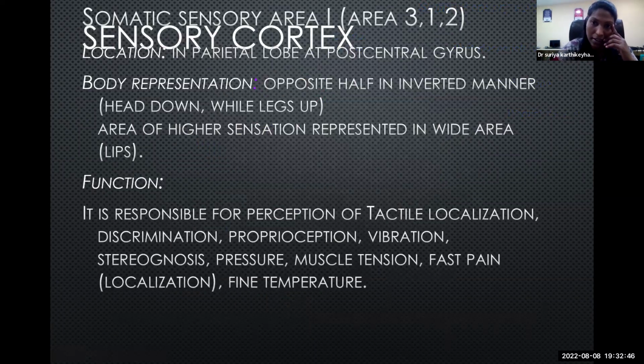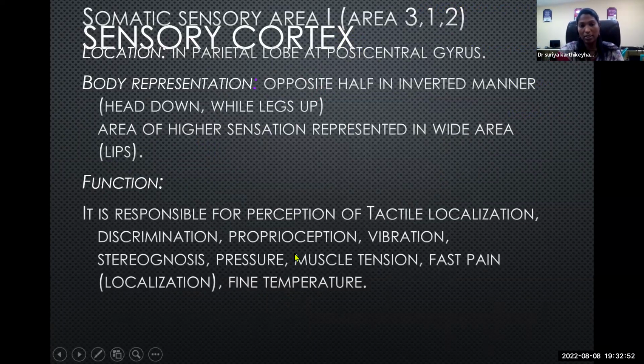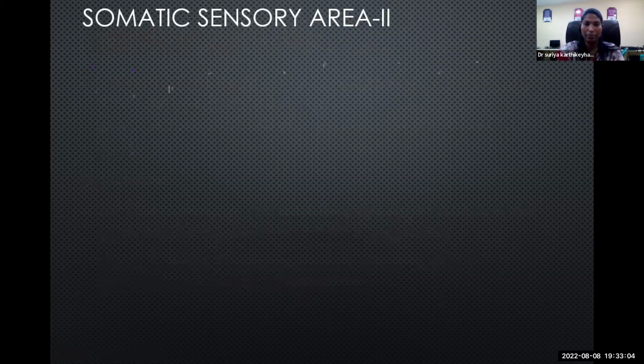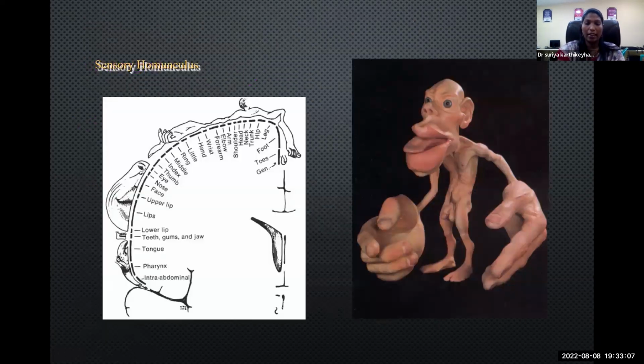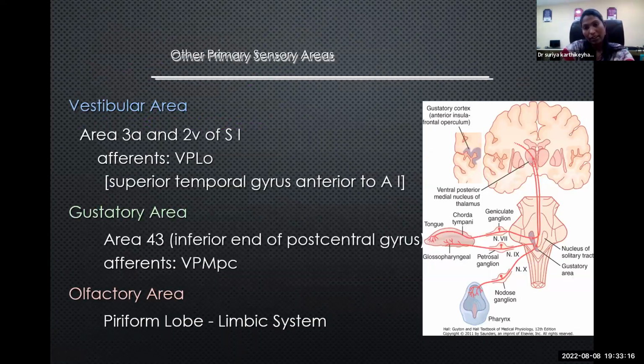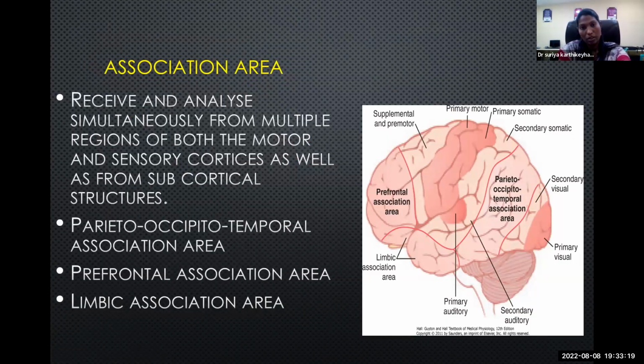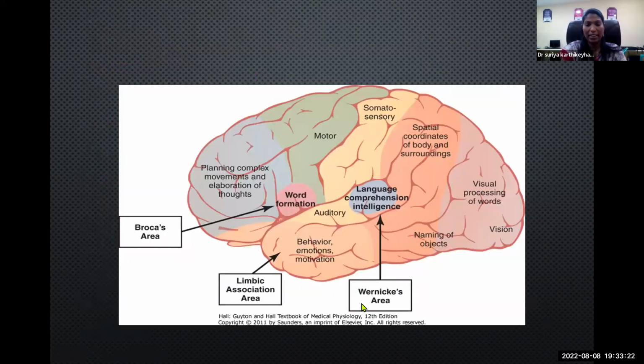So the sensory cortex is mainly at the postcentral gyrus, I told you, and the general sensations include tactile localization, discrimination, proprioception, vibration, stereognosis, pressure, muscle tension, pain, and temperature. All these are general sensations. Again, like the motor homunculus, the sensory homunculus is also present. Then we have the association areas in the parietal lobe. And the important thing is Wernicke's area, which is for language comprehension and intelligence. All these are concerned with Wernicke's area.